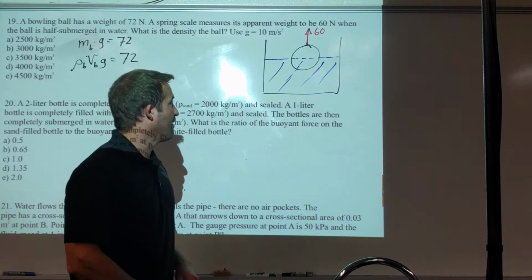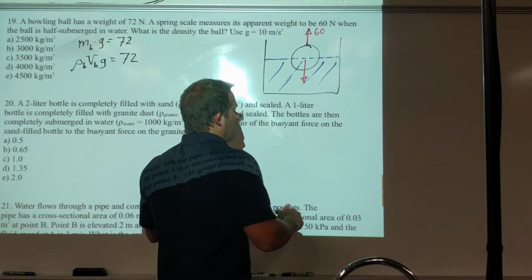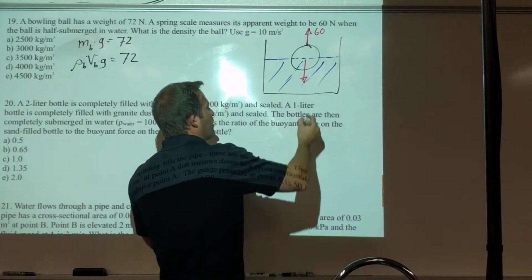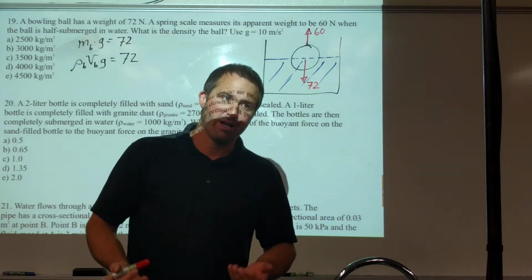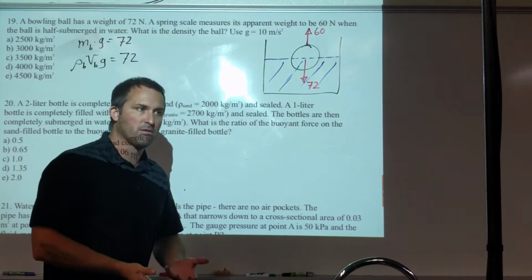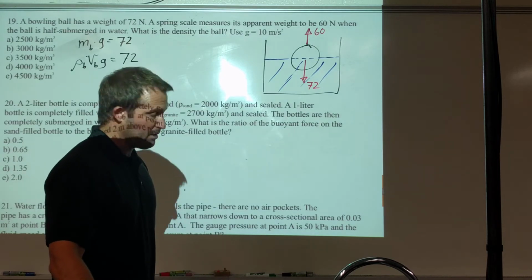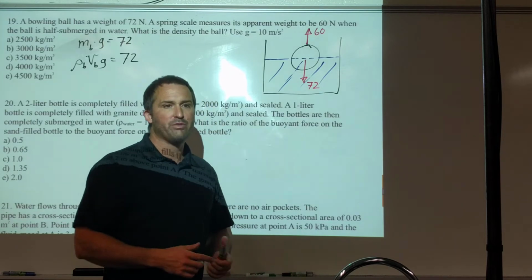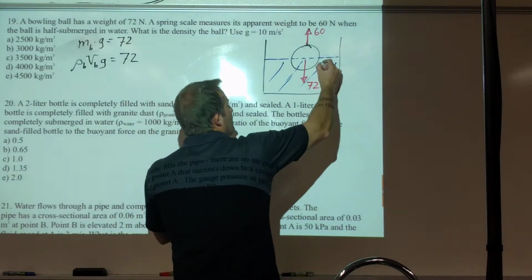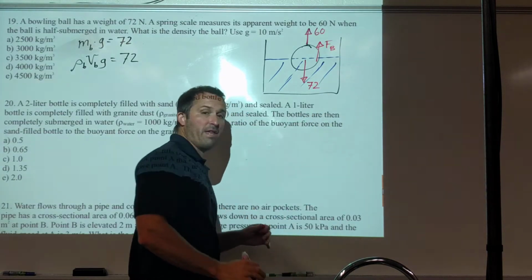Now, what other forces do we have? We have the actual weight of the ball. The weight of the ball hasn't changed when we half submerge it in water. It still weighs 72 newtons, but it has a lower apparent weight. It feels a little lighter if we were to hold it there. Which means that our last force, which is the buoyant force, because we have this object partially submerged, the buoyant force has to point upward, and in fact, that's all of our forces.